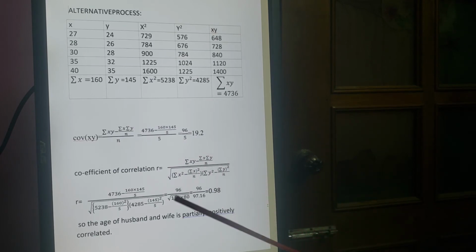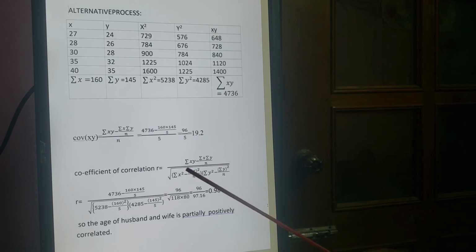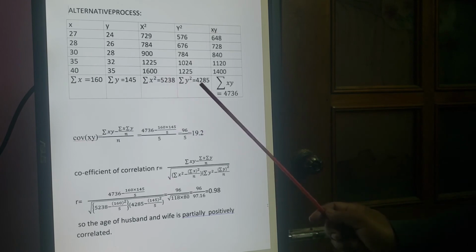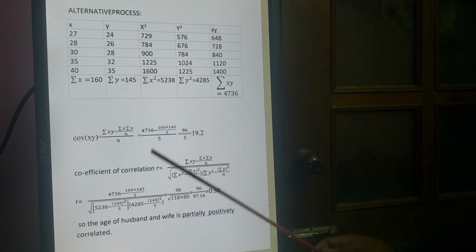Now the coefficient of correlation is equal to summation xy minus summation x summation y by n, divided by root over summation x square minus summation x whole square by n, into summation y square minus summation y whole square by n. Now you put the values: summation xy 4736, summation x 160, summation y 145, n 5, summation x square 5238, summation x 160 whole square divided by n, means 5, summation y square 4285, summation y 145 whole square divided by 5.